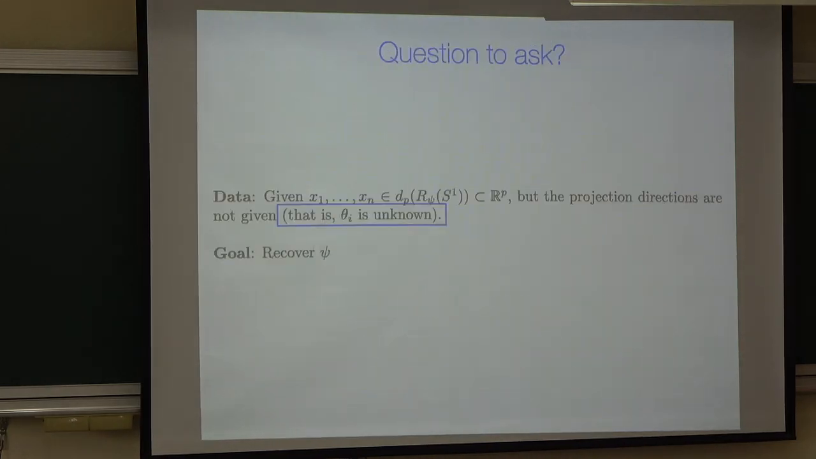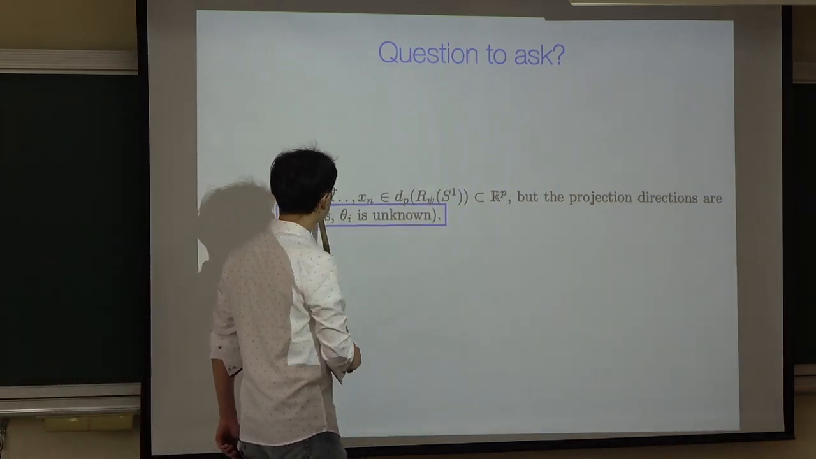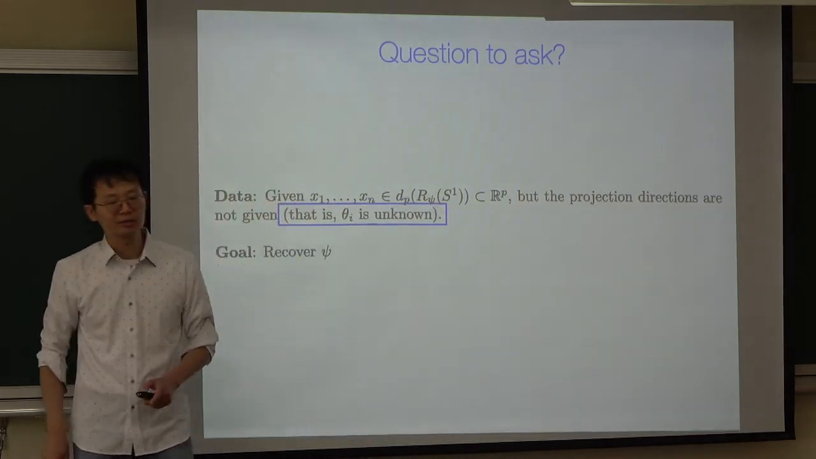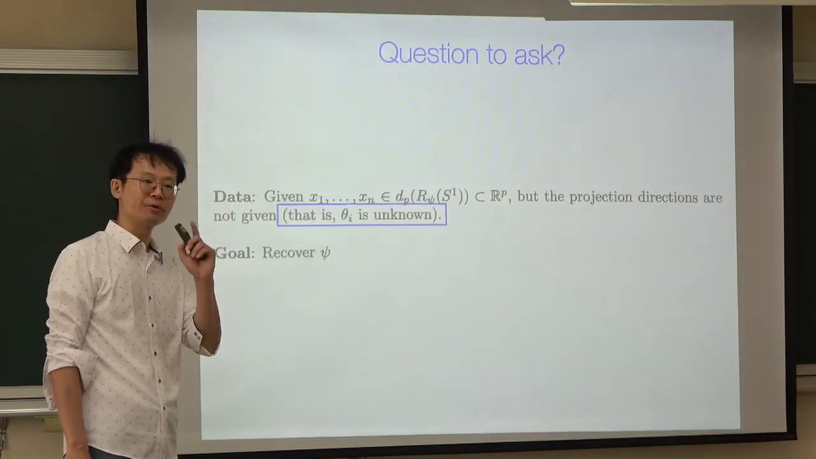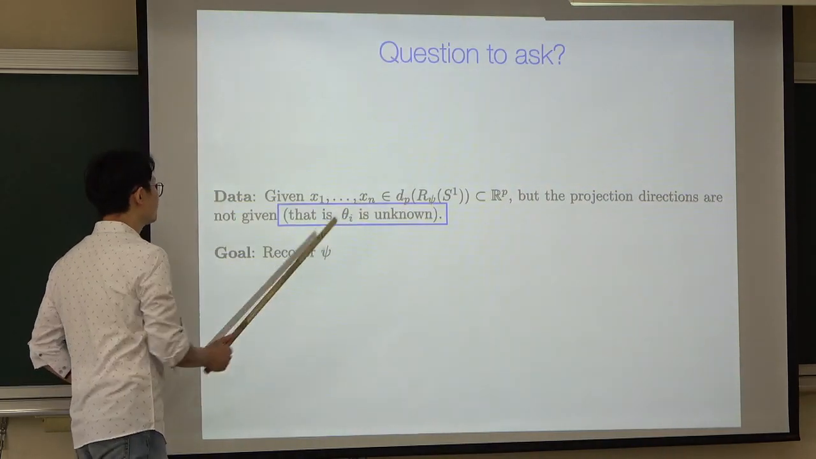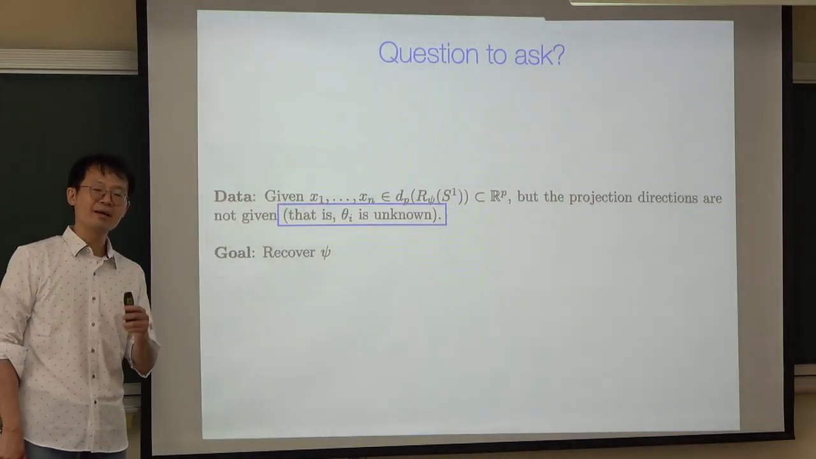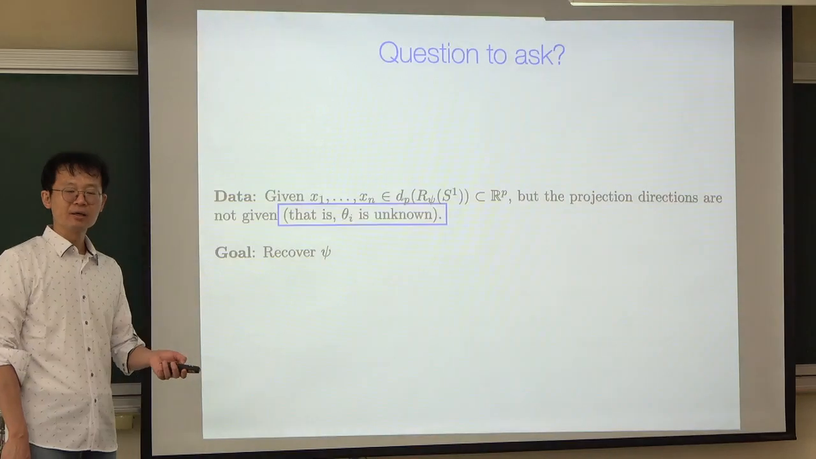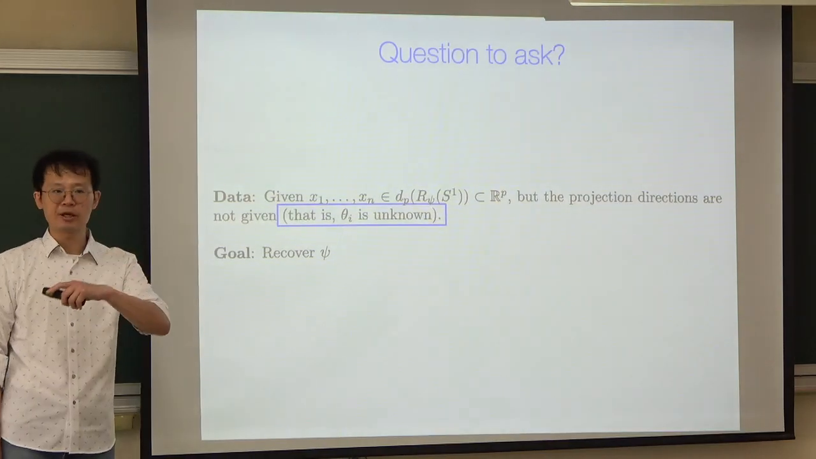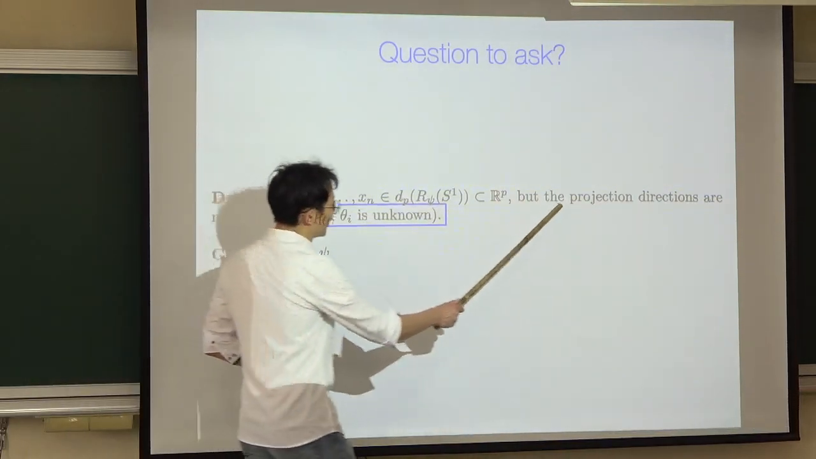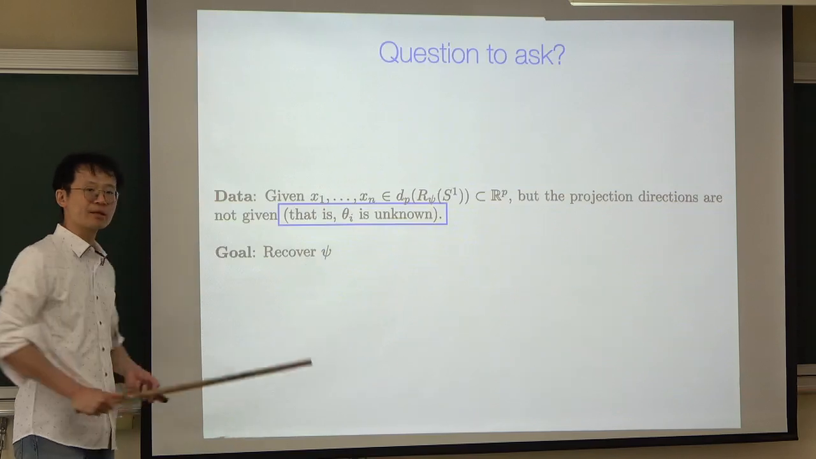Under this sampling assumption, what do we want? We want to ask the following question. Suppose those points are given, but I do not give you the projection direction. That is, you only have the points, but you don't know where the points are. Then please recover psi. And if you remember, before we mentioned, if you want to apply the inverse X-ray transform to recover psi, then you need to know not just the projected images, but also the associated projection directions. But right now, I remove the projection direction information and ask if you can recover psi. That will be the challenge.